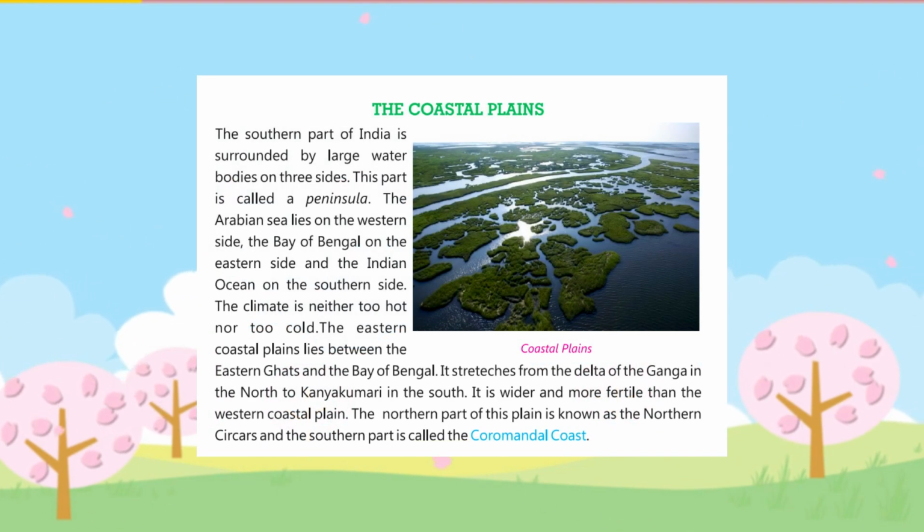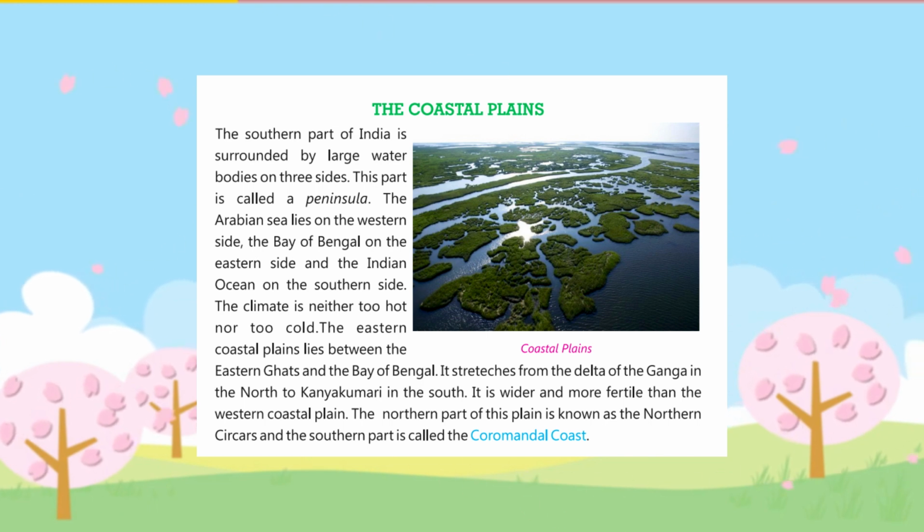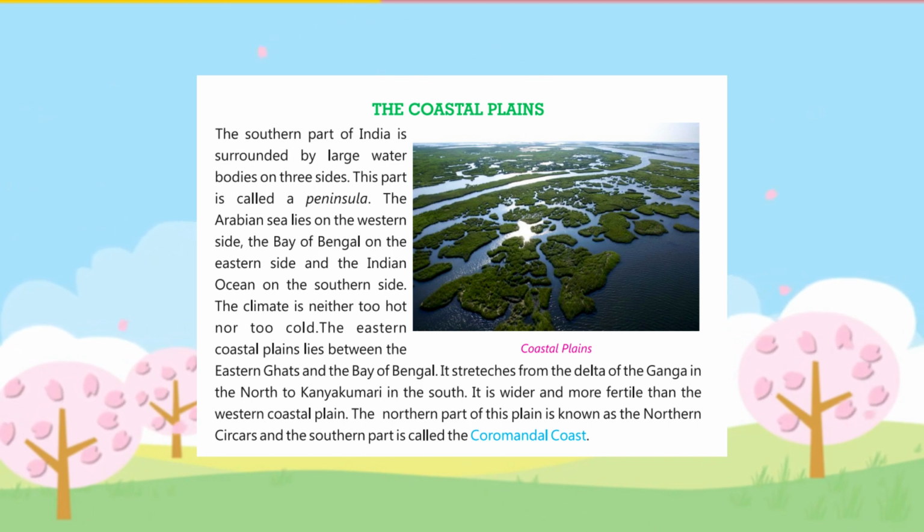The coastal plains. The southern part of India is surrounded by large water bodies on three sides. This part is called a peninsula. The Arabian Sea lies on the western side, the Bay of Bengal on the eastern side, and the Indian Ocean on the southern side. The climate is neither too hot nor too cold.